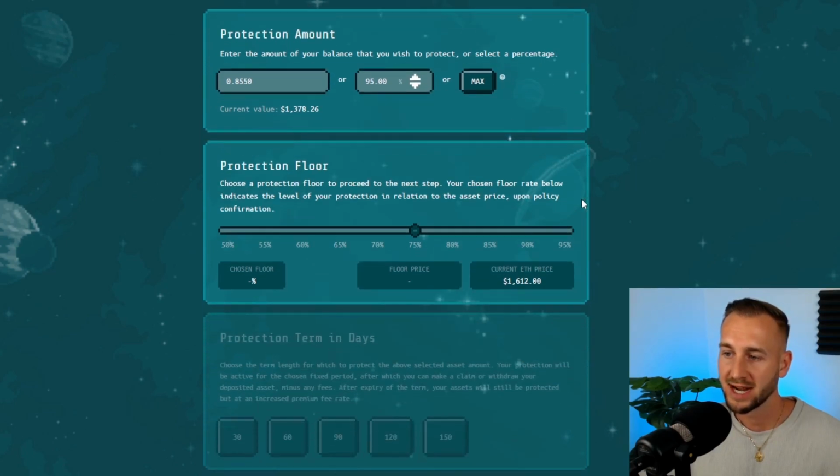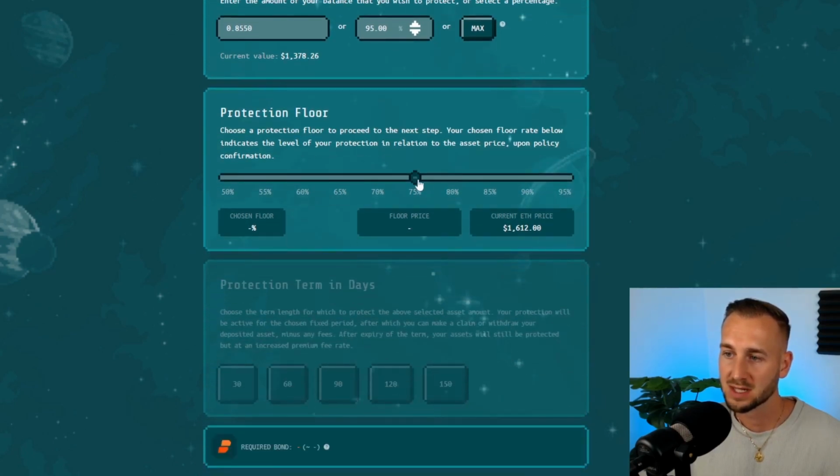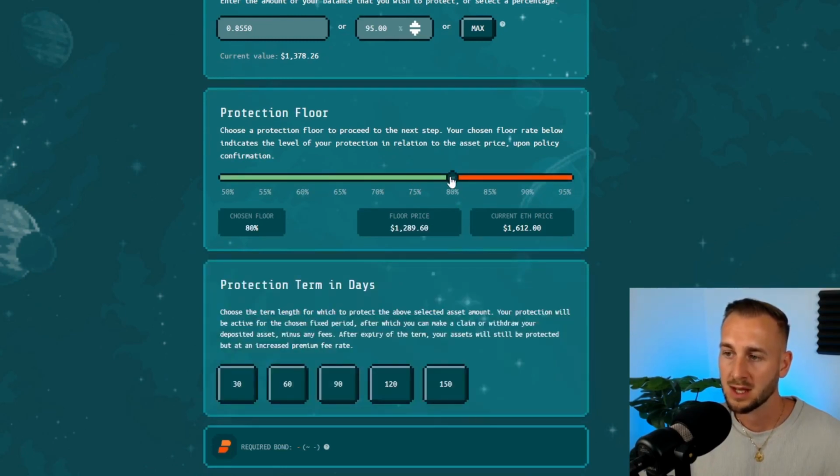current value here, $13.78. So the protection floor is the next parameter. So we've got a sliding scale here for me to use. Do I want to protect this at an 80% floor? So 80% of 1378 would be 1289, the figure quoted in here. We can obviously notch that up a bit. It's kind of like, how much are you willing to lose here?